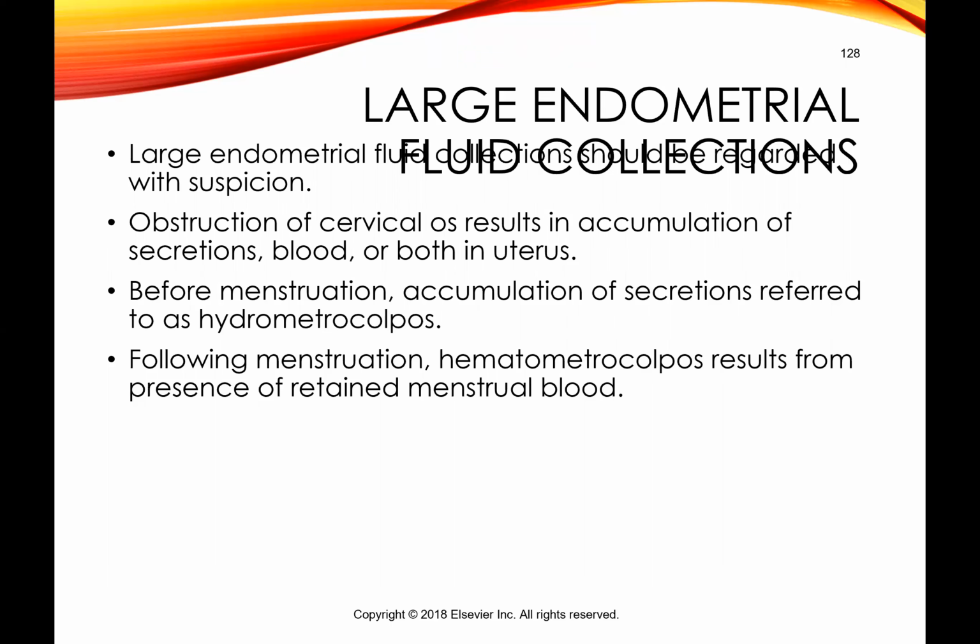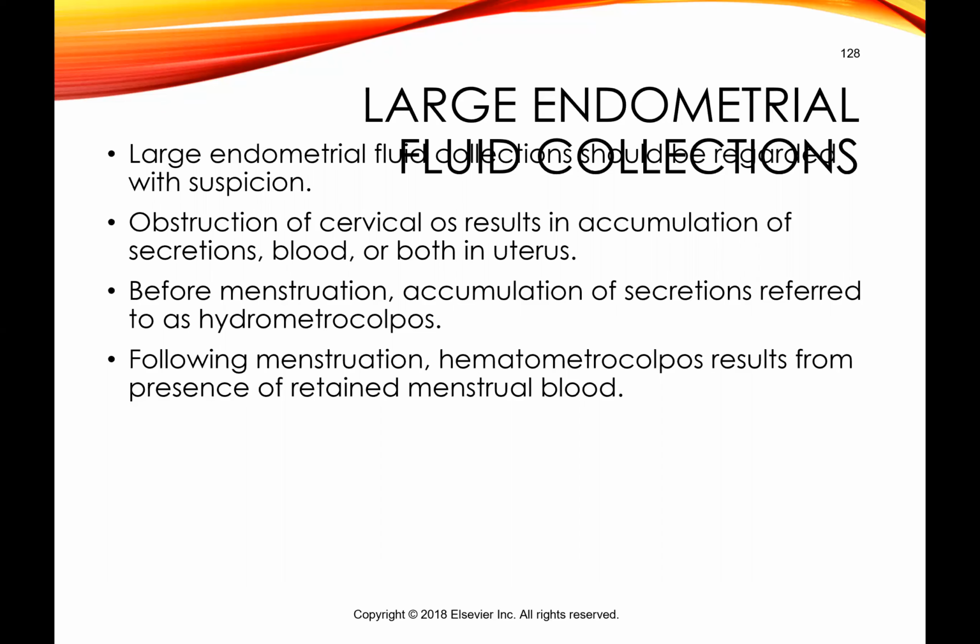Large endometrial fluid collections should be regarded with suspicion. The obstruction of the cervical os results in accumulation of secretions, blood, or both in the uterus. So when you see a very large fluid collection, it depends on how old the patient is. Remember we talked about cervical stenosis in an older patient, which is not letting the fluid or the blood through, and so it accumulates within the uterus.